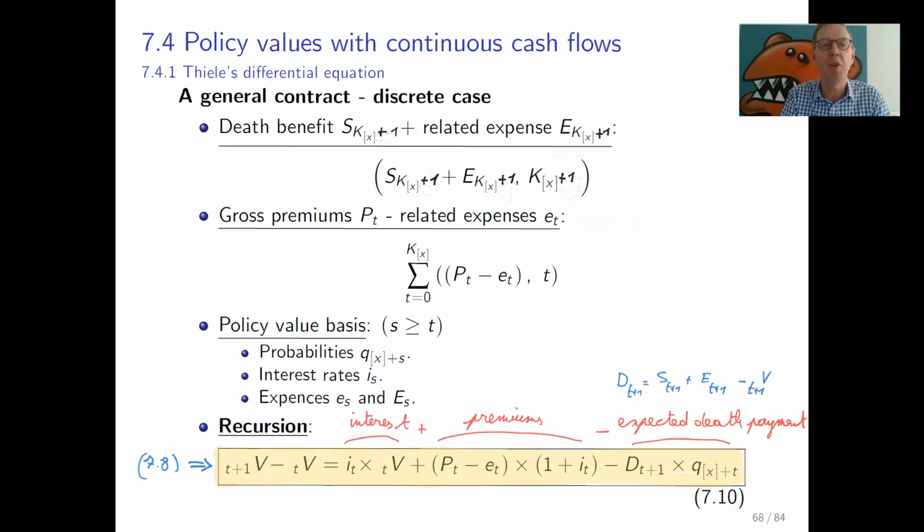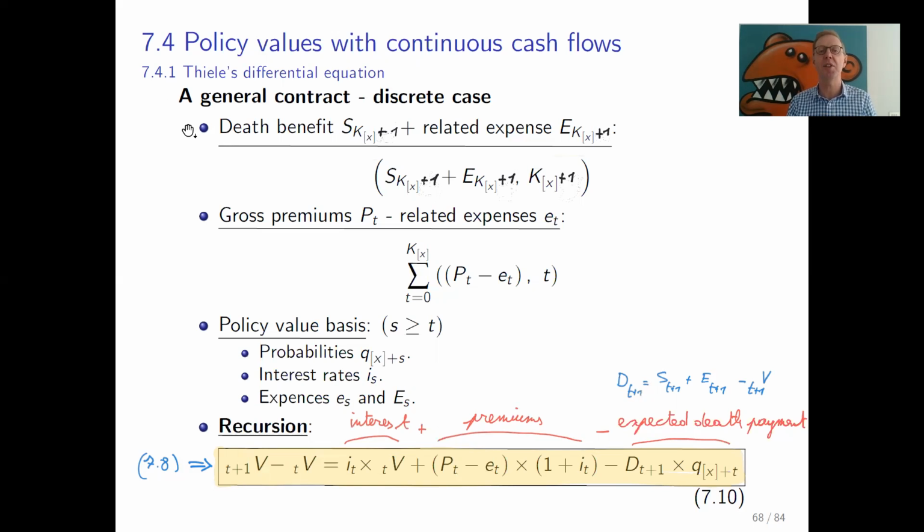Now, let us have a look at policy values with continuous cash flows. So far, we always considered policy values of policies with yearly or monthly payments. So let us again first start to fix our ideas. Let's start with the discrete case.